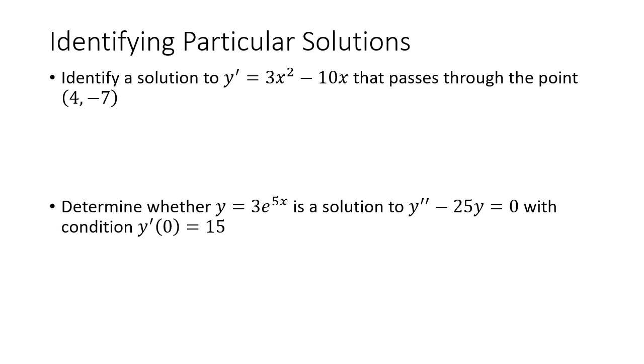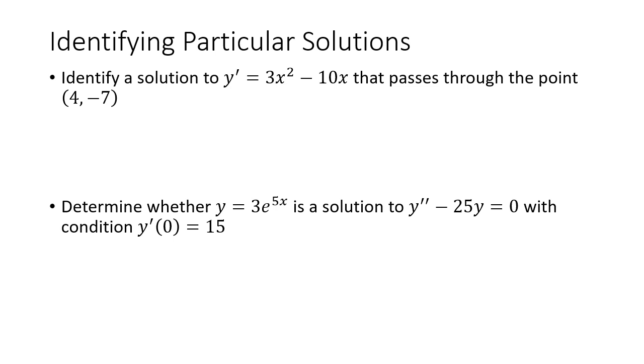To do this, we start by finding the general solution, which means just solving the differential equation y prime is equal to 3x squared minus 10x. In other words, we want to find an antiderivative of 3x squared minus 10x, which does mean just take the indefinite integral of it.